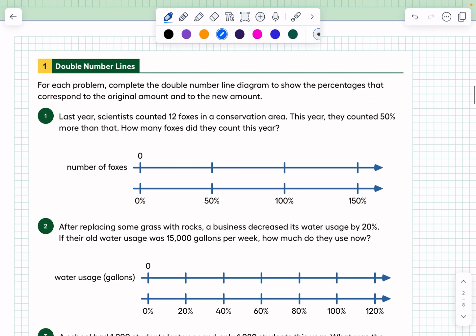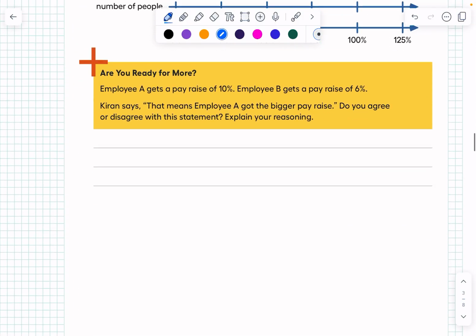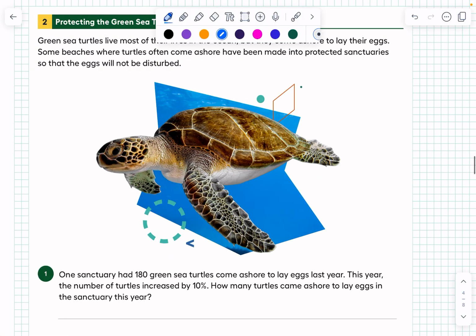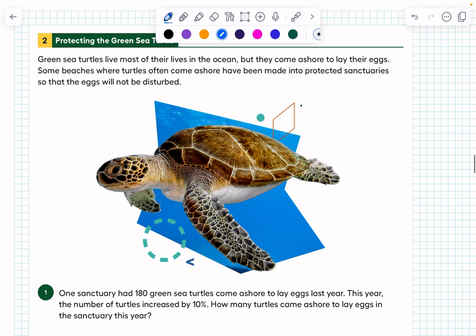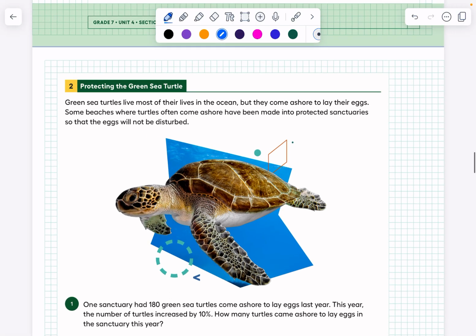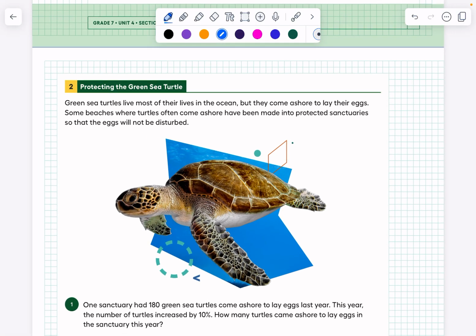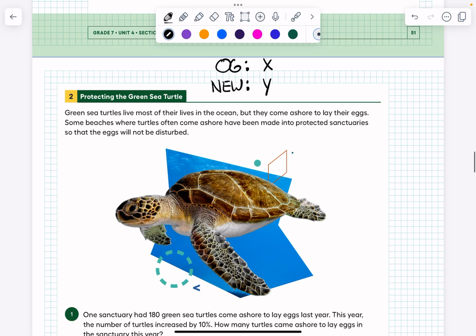I'm going to come back to this activity. I actually want to start with the last activity due to the space that it has for us, and I want to show you something very important. Let's do a little recap: whenever we talk about the OG, it is always going to be our X variable, and the new number will always be our Y variable. Is can always be translated to equals, and of always means to multiply.